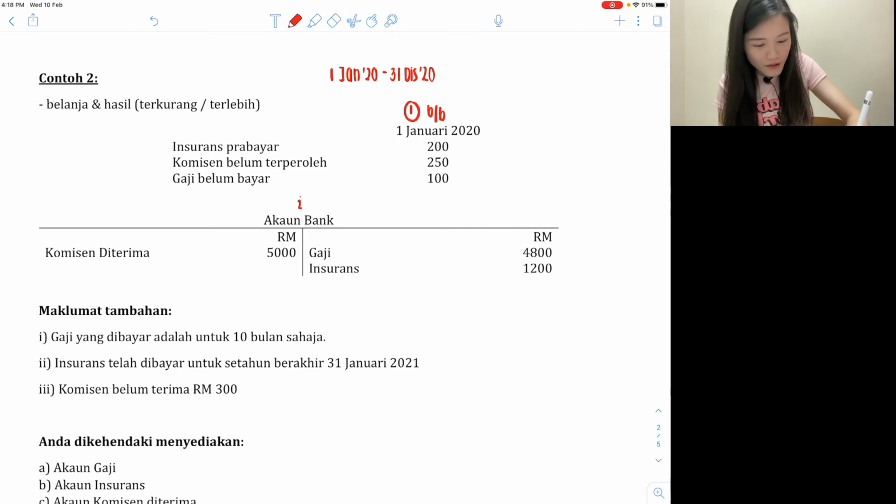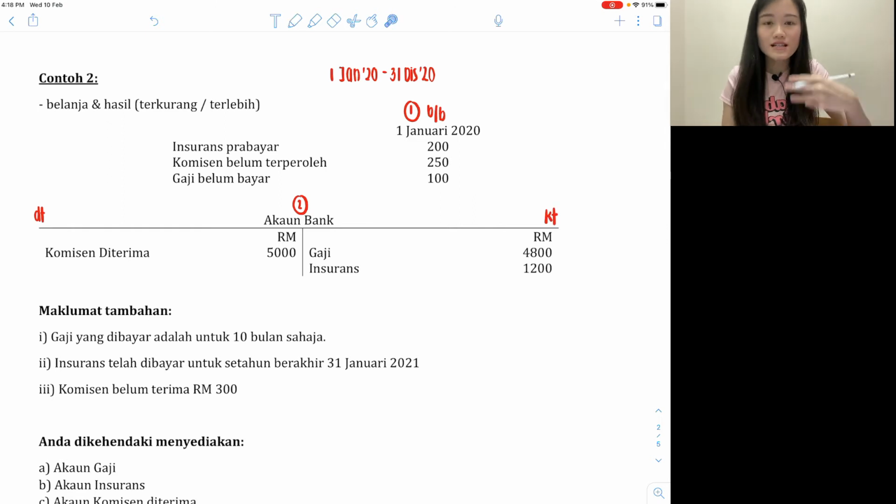So what about the second step? Second step, from your account bank, you look at your debit and credit side, but no need to purposely memorize that. If you want commission, look at commissions word is on the debit. You want gaji, look at the credit side, will do. So then now we already know our first and second step. What about the third step?